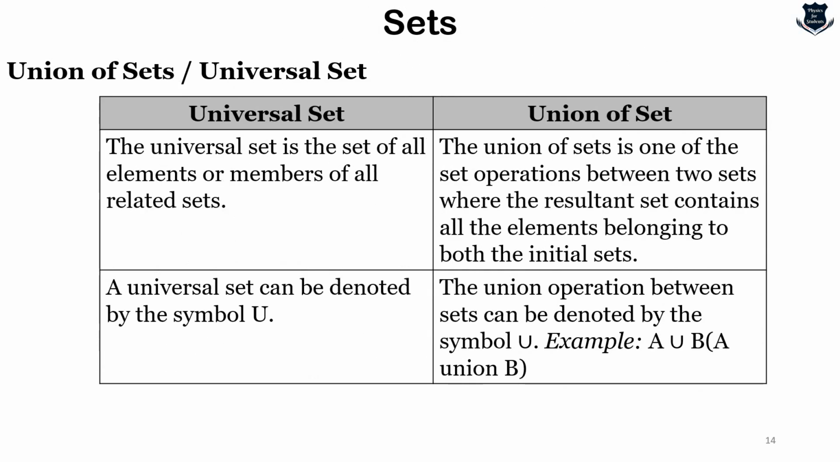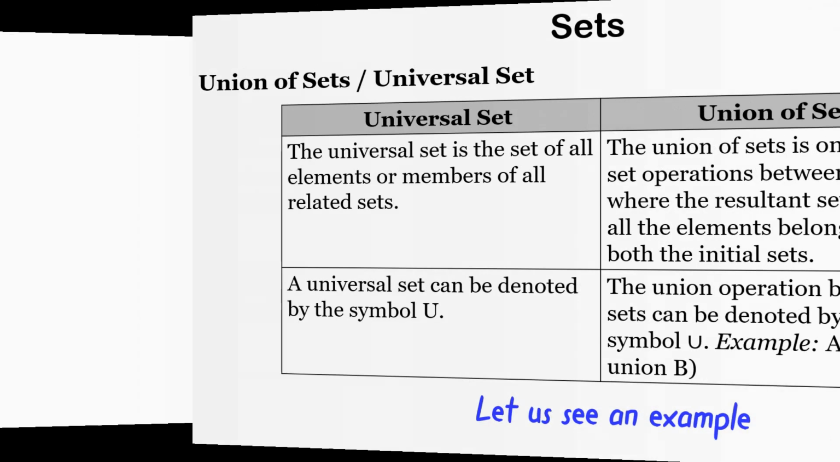The universal set is basically the set of all elements or members of all related sets. That is universal. The union of sets is one of the set operations. It is an operation between two sets, where the resultant set contains all the elements belonging to both the initial sets. The universal set is denoted by U. The union operation between sets is denoted by a different symbol, like A union B.